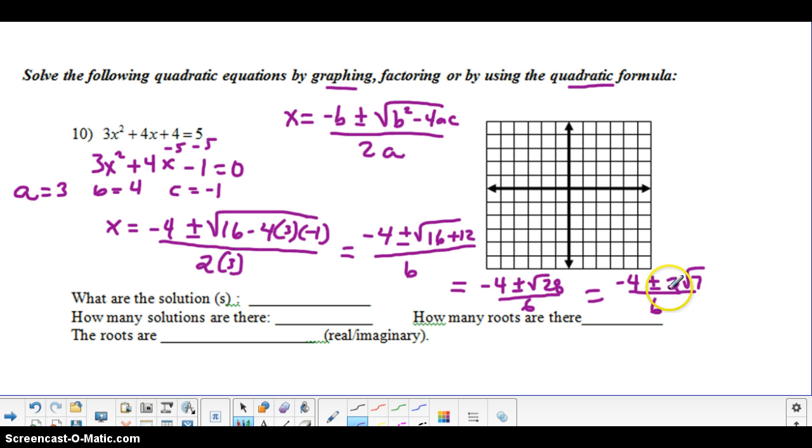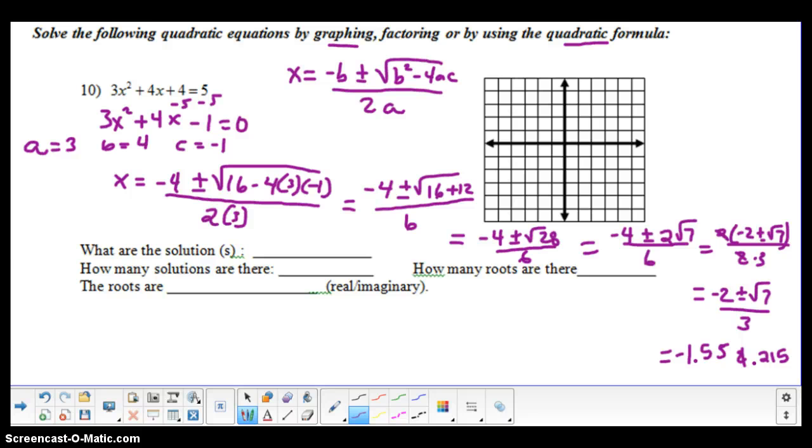And then we could factor out a factor of 2 to simplify, and we would cancel that factor with a 2 that's in the 6. And our final answer would be negative 2 plus or minus square root of 7 over 3. Now, if we plug this in the calculator, we get negative 1.55 and 0.215. And the reason that I show you that is some of you might use the calculator to get your zeros. And I will show that next.